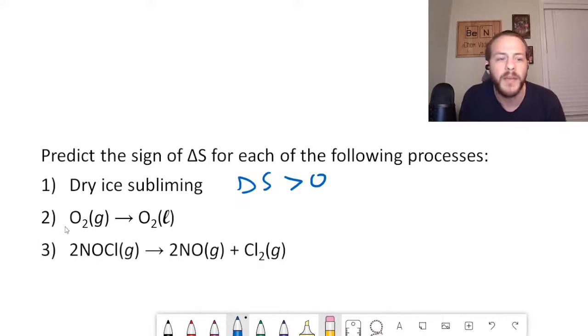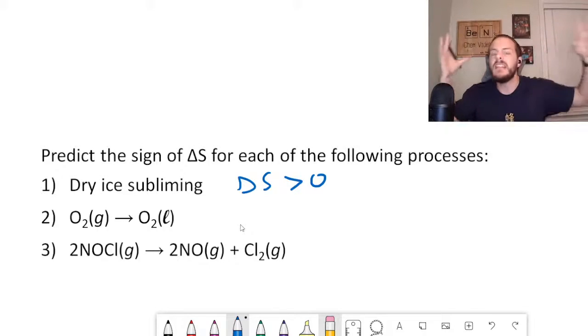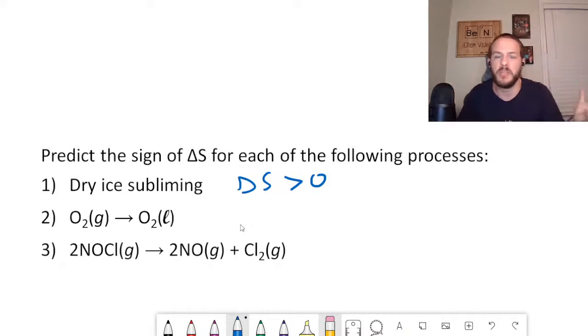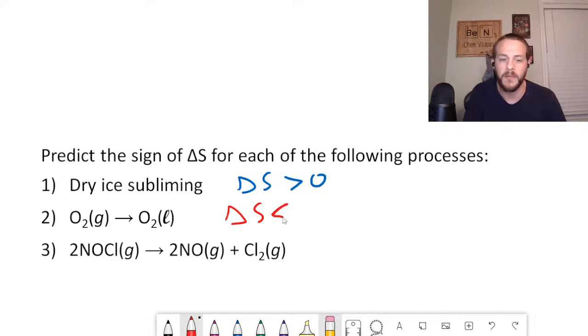All right, so the second example, we've got O2 gas becoming O2 liquid. Well, in that situation, what happens? Well, we have a gas, which is highly disorderly, right? Something that has an indefinite shape and volume, becoming a liquid, which is fairly disorderly, but not nearly as disorderly as a gas, right? Something that has a definite volume, but an indefinite shape, right? So it's decreasing in randomness. And if it's decreasing in randomness, that means it's decreasing in entropy. So for the second one, delta S would be negative. It would be less than 0, right? Because it's becoming more orderly.